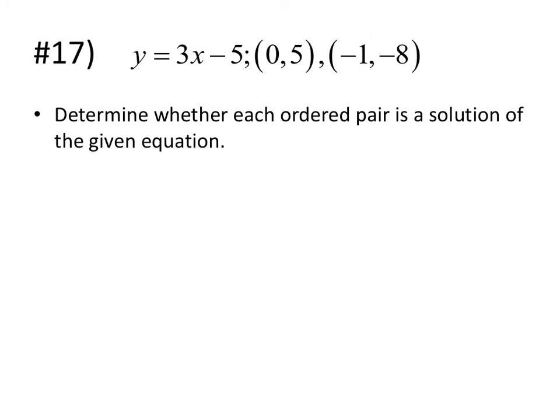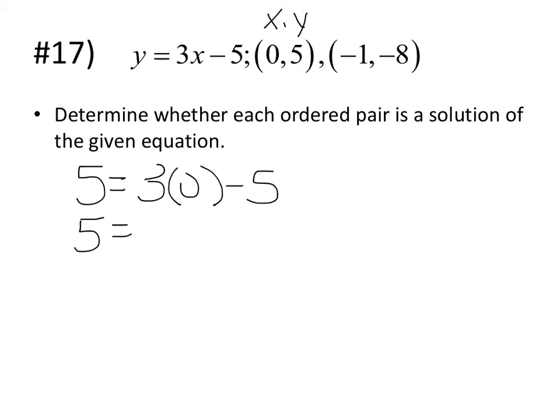So the first thing we're going to do is label x, y, and that's what we're going to plug in for. So we have y equals 3x minus 5. So anywhere there's a y, I'm going to put 5. Anywhere there's an x, I'm going to put 0. So I have y, which we said is 5, is equal to 3 times x, which in this case x is 0, minus 5. So 5 is equal to 3 times 0 is 0, minus 5. Does 5 equal negative 5? No, it does not. So this is not a solution.